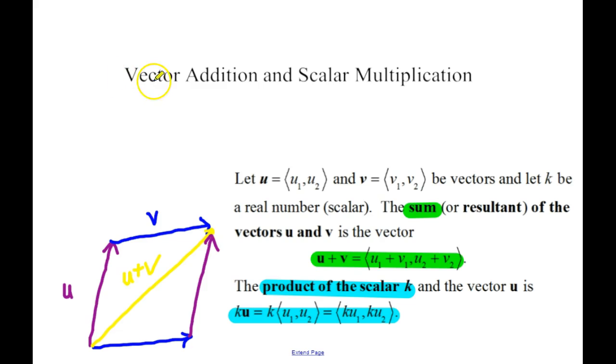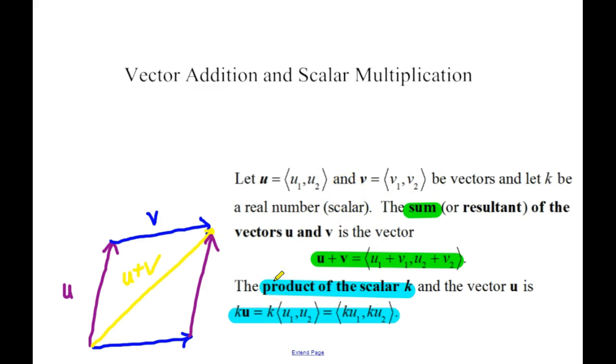Next, we're going to discuss vector addition and scalar multiplication, which is pretty straightforward. So if we have two vectors, vector u and vector v, if we want to find the sum of those vectors, all we're going to do is add corresponding components. So if we're taking vector u plus vector v, all we're going to do is add the first components together, and then we're going to add the second components together to get the sum of those vectors.